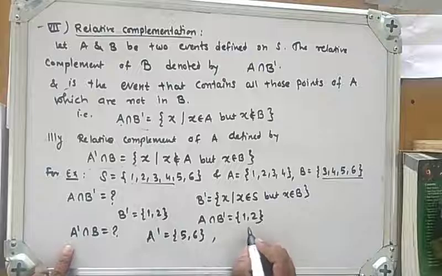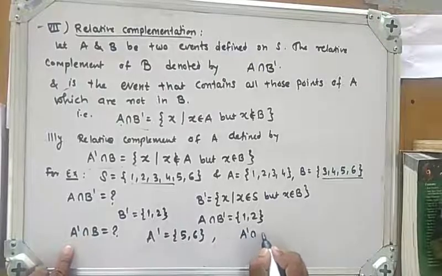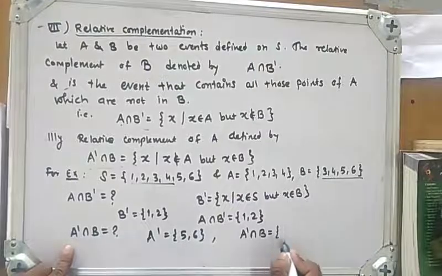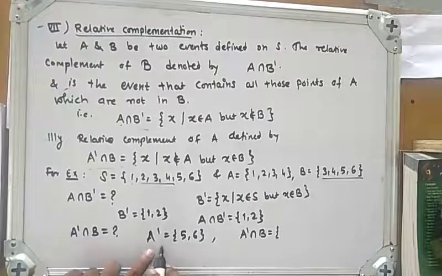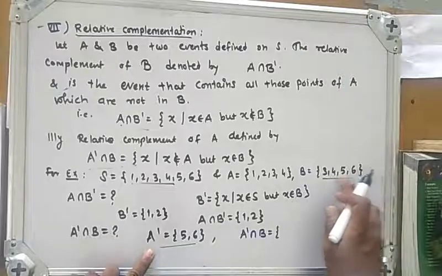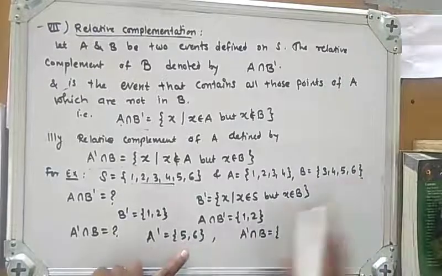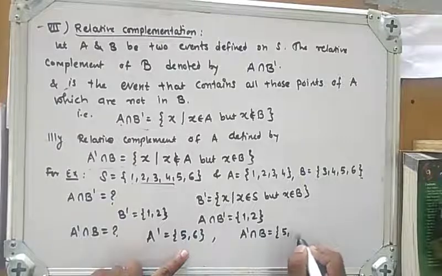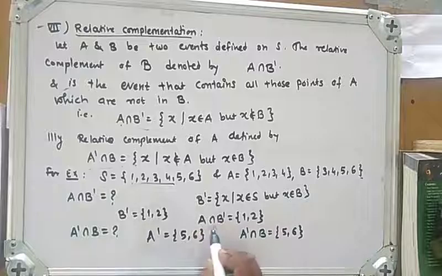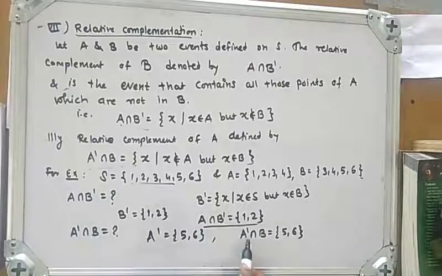Therefore A complement intersection B will have the elements: this is A complement, and B has these elements. The common elements between these two sets are 5 and 6. So this is the relative complement of B, and this is the relative complement of A. This is relative complementation.